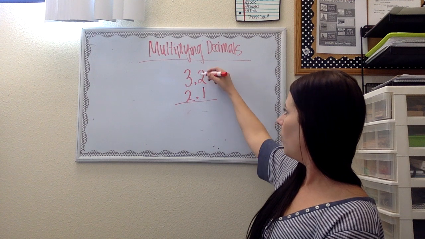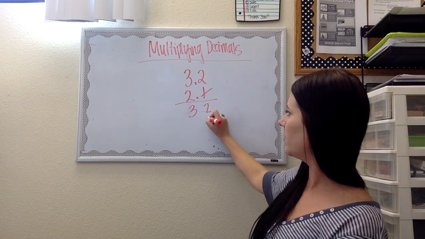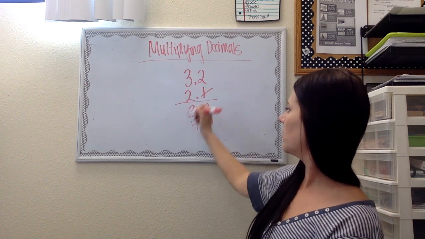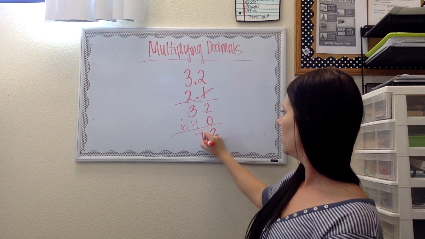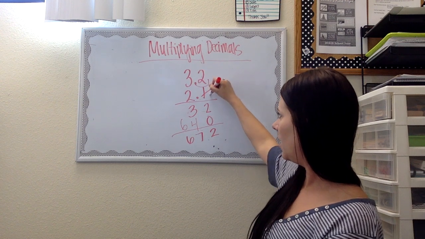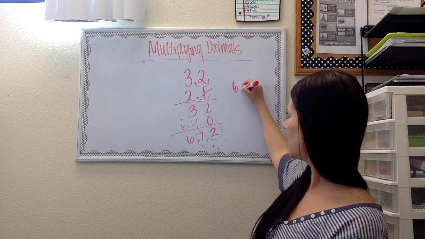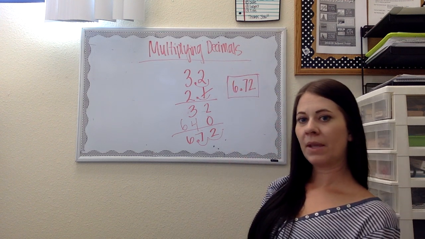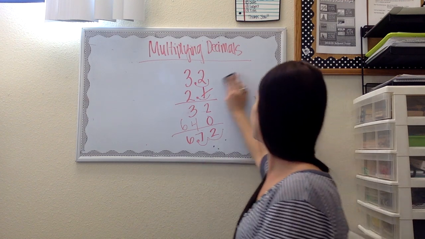So multiply the 1. 1 by 2, 1 times 3, cross this out, leave yourself a 0. 2 times 2, 2 times 3, then I add, then I count in my decimal places. So there was 1 and 2, so I count in 1 and 2. So my answer is 6.72. Okay, hopefully that makes sense. Let's do another one.